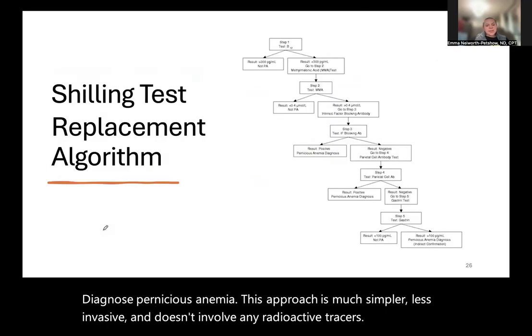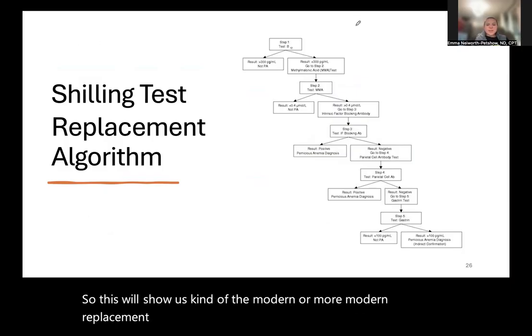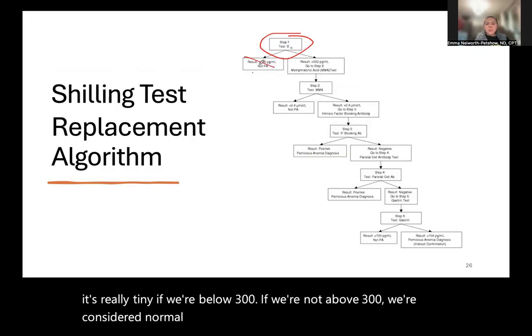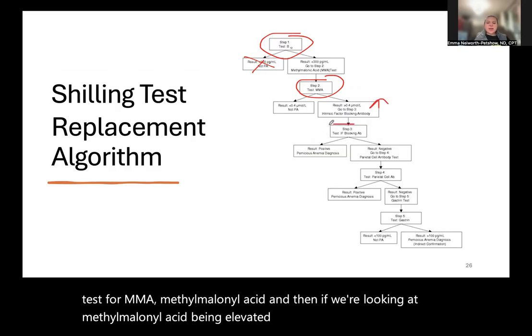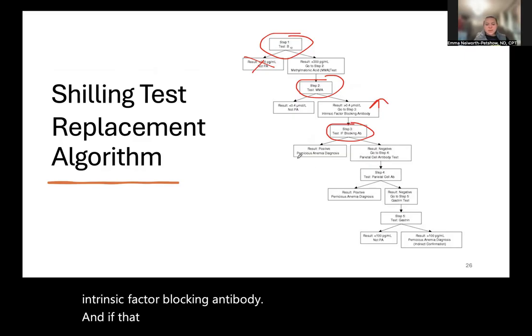So this shows us the more modern replacement approach. First, we start with testing B12, and I know it's really tiny. If we're above 300, we're considered normal, so we would stop. If we're below 300, we would test for MMA, methylmalonic acid. And if methylmalonic acid is elevated, then you would test for intrinsic factor blocking antibody. And if that was positive, you would have pernicious anemia as your diagnosis.